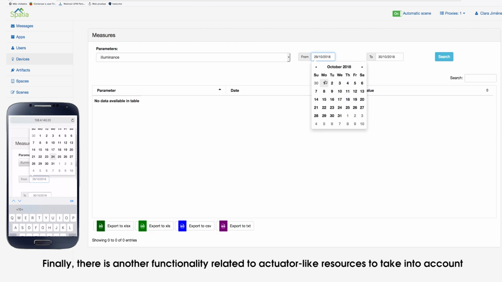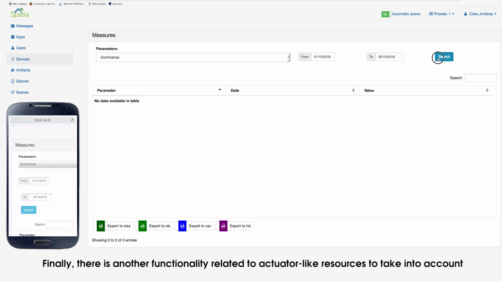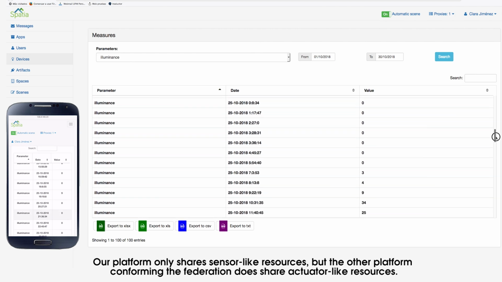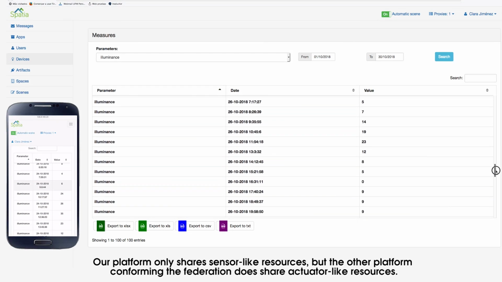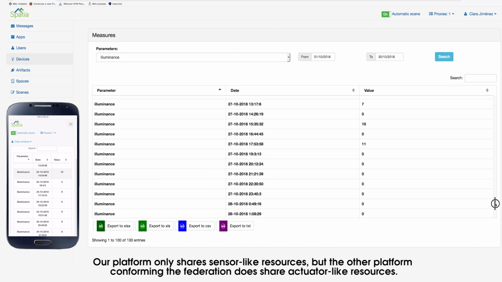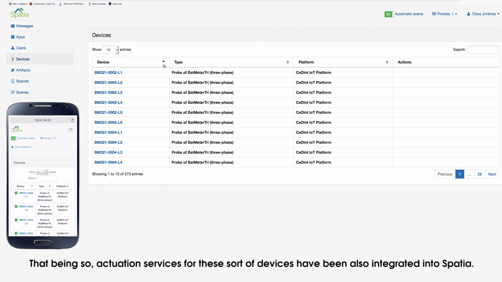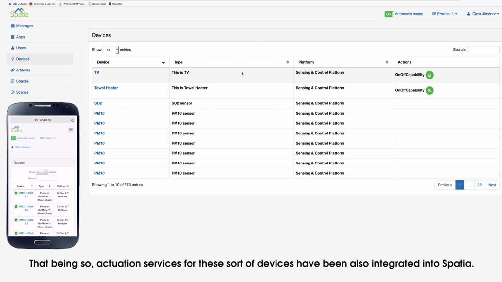Finally, there is another functionality related to actuator-like resources to take into account. Our platform only shares sensor-like resources, but the other platform conforming the federation does share actuator-like resources. That being so, actuation services for these sort of devices have been also integrated into Spatia.